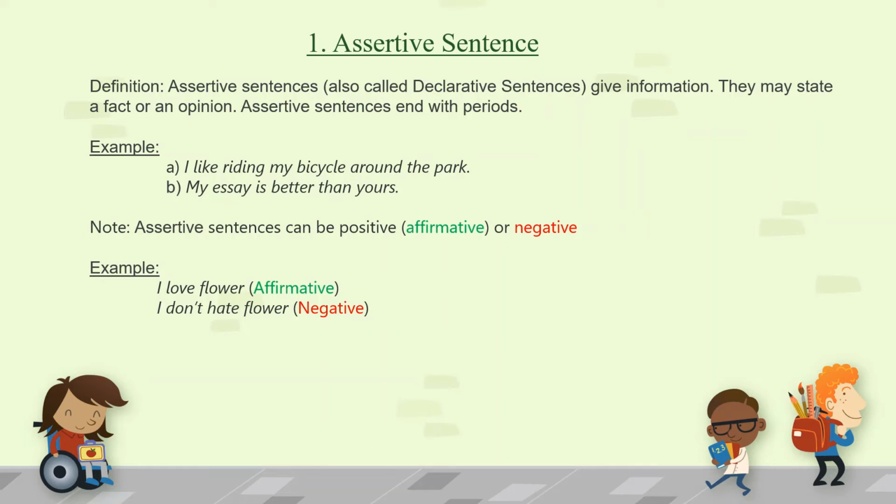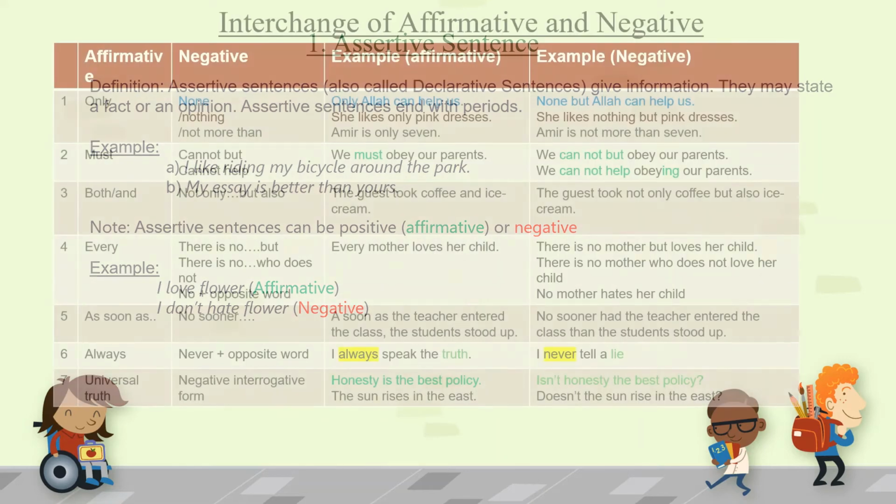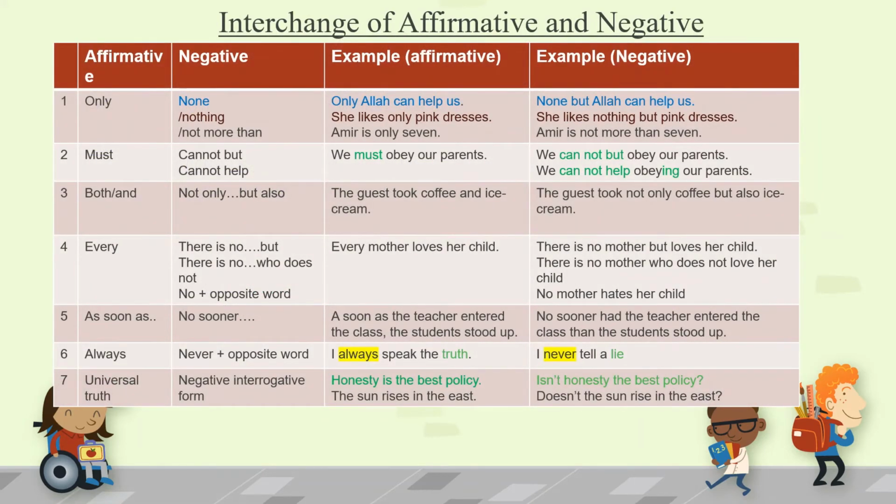Note that assertive sentences can be positive or affirmative and negative. I love flowers. The negative form of this sentence is, I don't hate flowers. Now look at the following table. Interchange of affirmative and negative. At first, look at these three sentences of this first row.